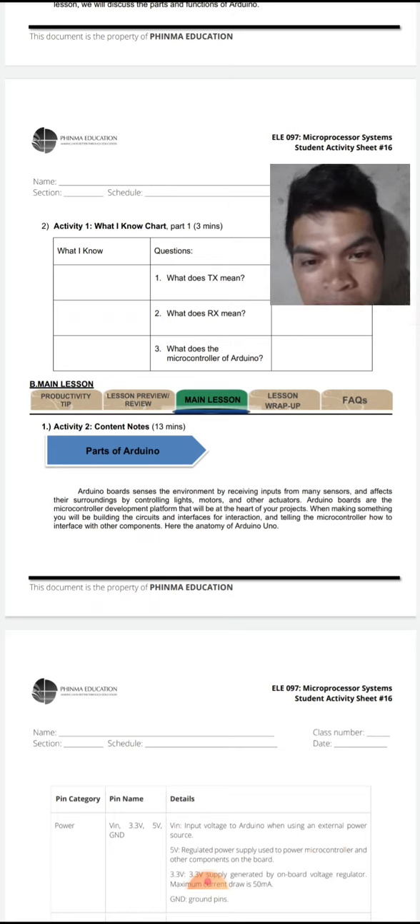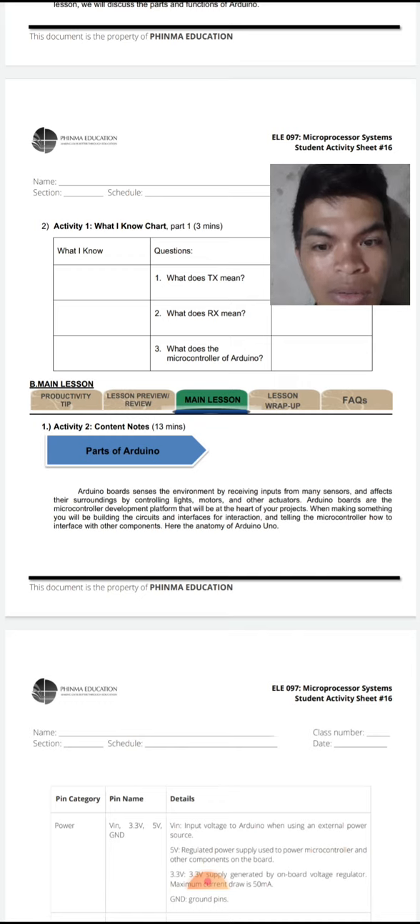Arduino board senses the environment by receiving inputs from many sensors and affects its surroundings by controlling lights, motors, and other actuators. Arduino boards are the microcontroller development platform that will be at the heart of your project. When making something, you will be building the circuits and interface for interaction, and telling the microcontroller how to interface with other components. Here, the anatomy of Arduino Uno.